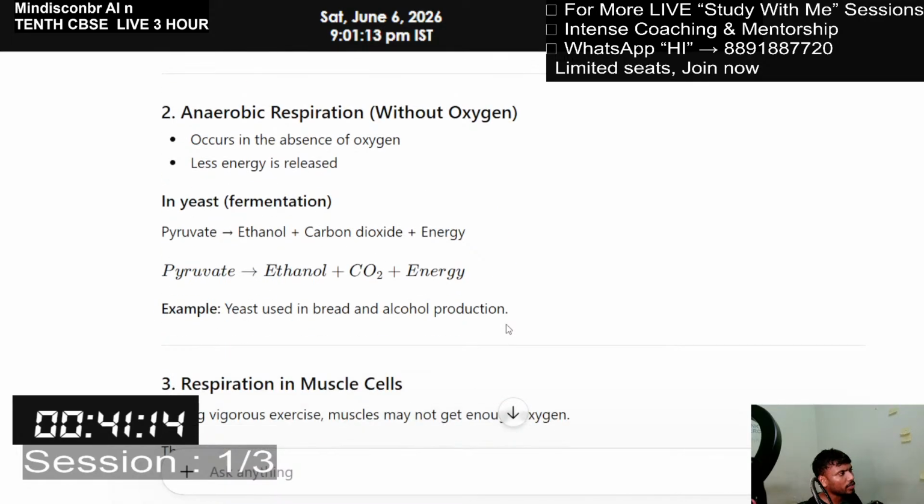Next one is anaerobic respiration, that is without oxygen. It occurs in the absence of oxygen, and less energy is released. It takes place in yeast in the form of fermentation, where pyruvate is converted into ethanol plus carbon dioxide plus energy. Example, yeast used in bread and alcohol production.